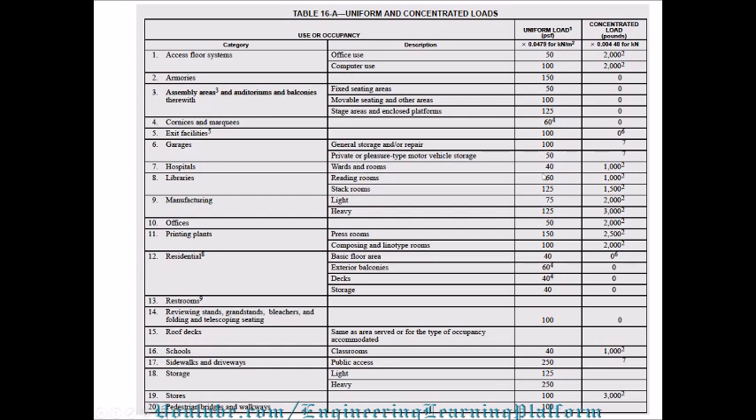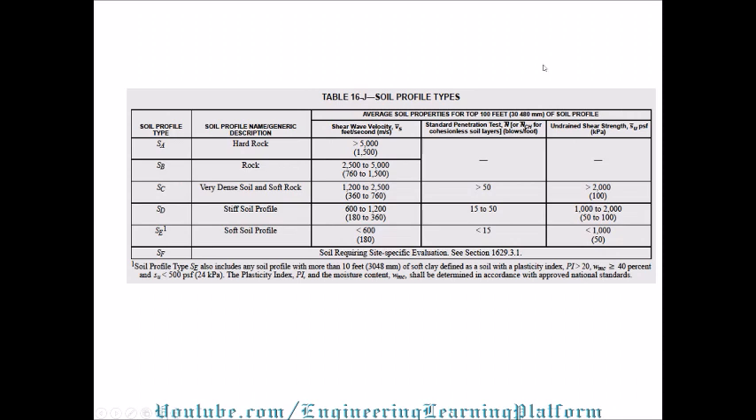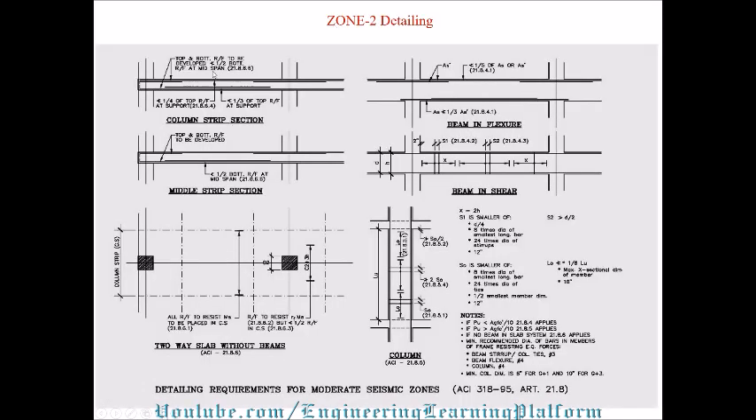These are given according to the occupancy of the structure, while the dead loads are simply calculated by the density of the material utilized multiplied by the dimensions of the structural or non-structural components such as finishes, partition walls, etc. Soil profile types: SA, SB, SC. SA is hard rock soil profile type and SF is the weakest soil. This is the typical detailing as per ACI code, which we have already discussed in detail.